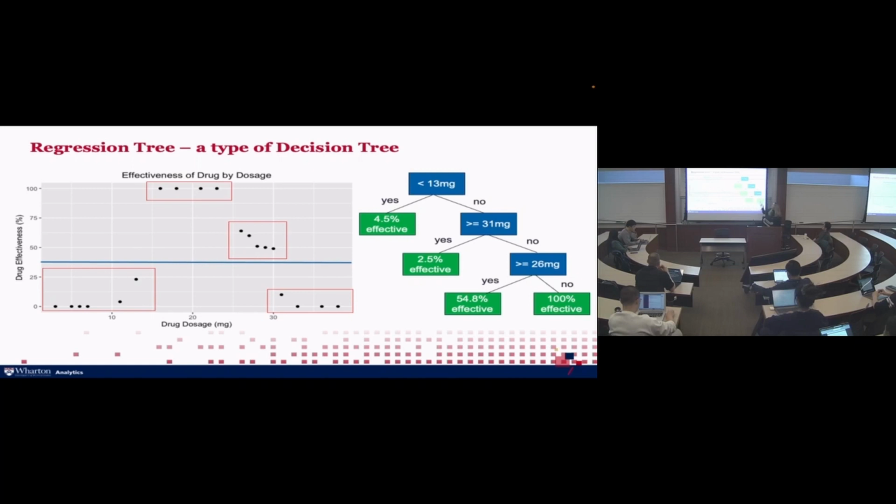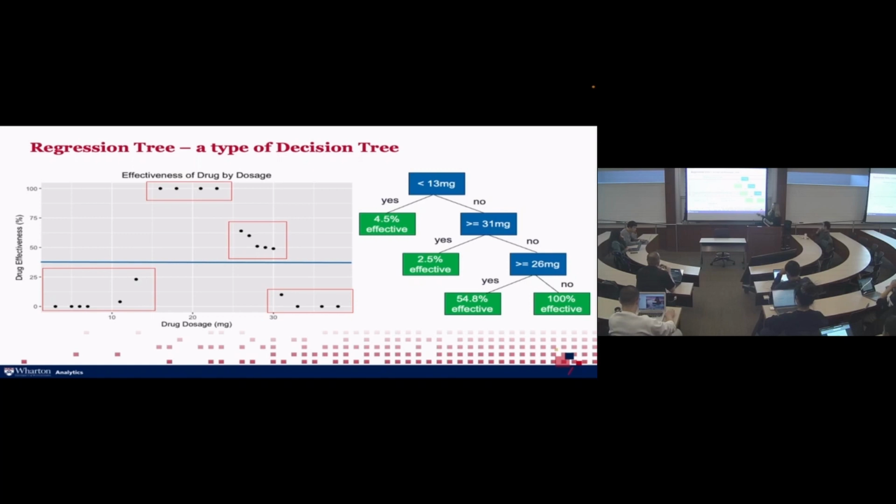If the dosage is less than 13 milligrams, we can take the average of the values in this square, which is 4.5% effectiveness, and that's now our predicted value. That's what we're going to predict for this group of individuals. If they're not getting a dosage that's less than 13 milligrams, well, is it greater than or equal to 31 milligrams? This is the next branch, the next node.